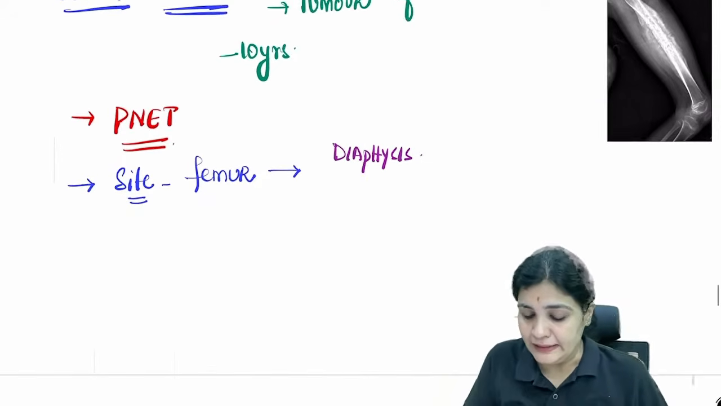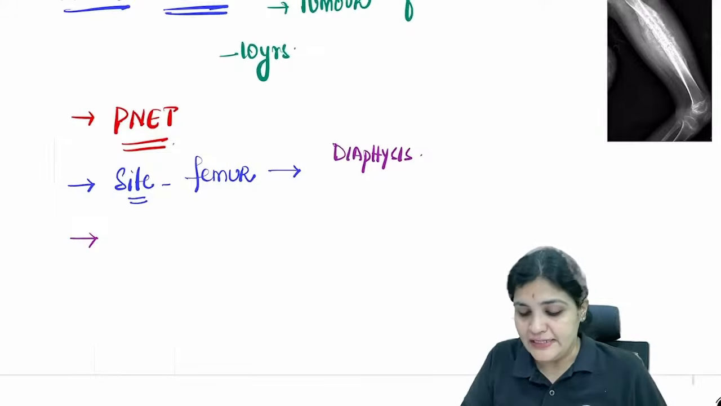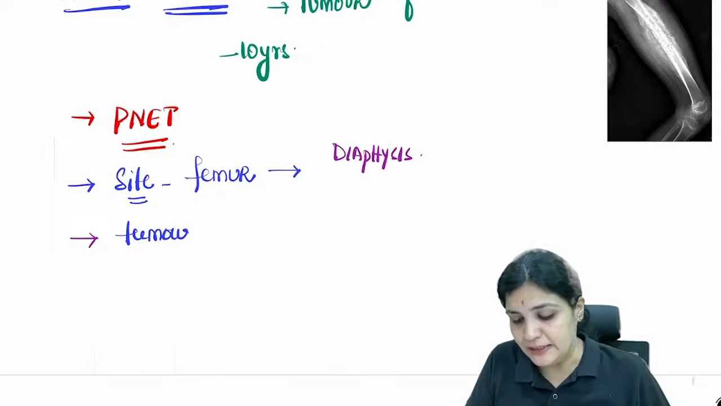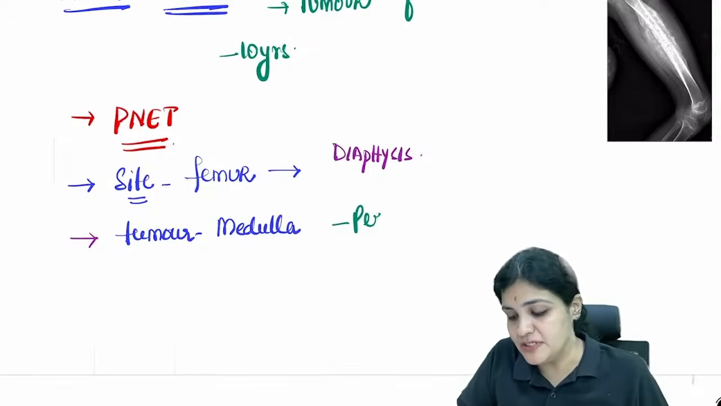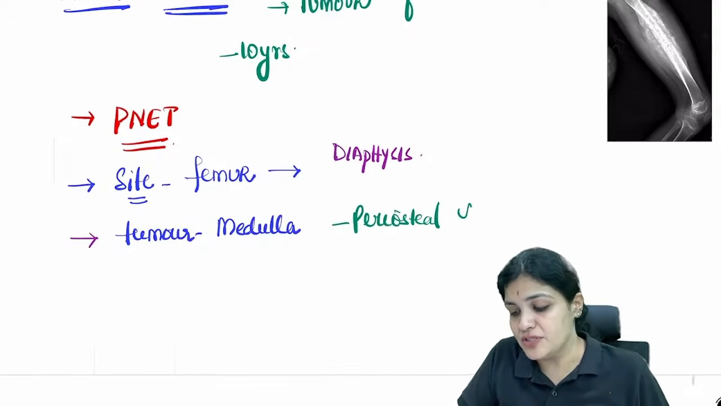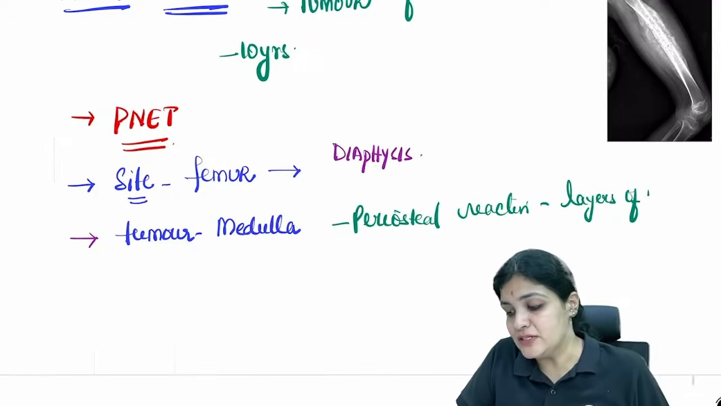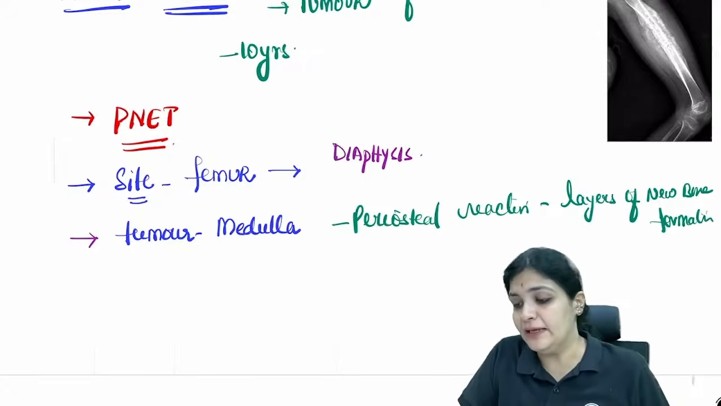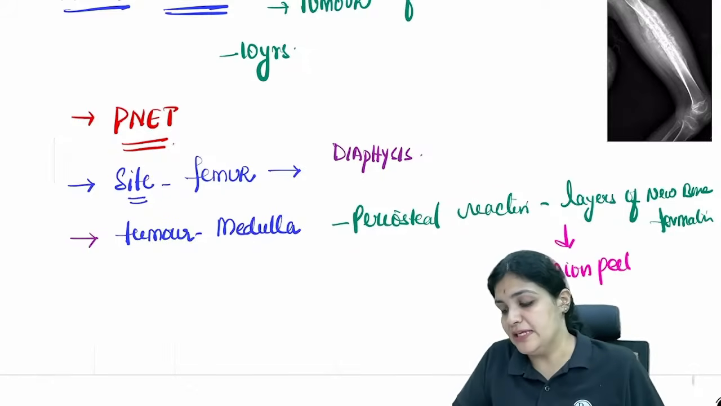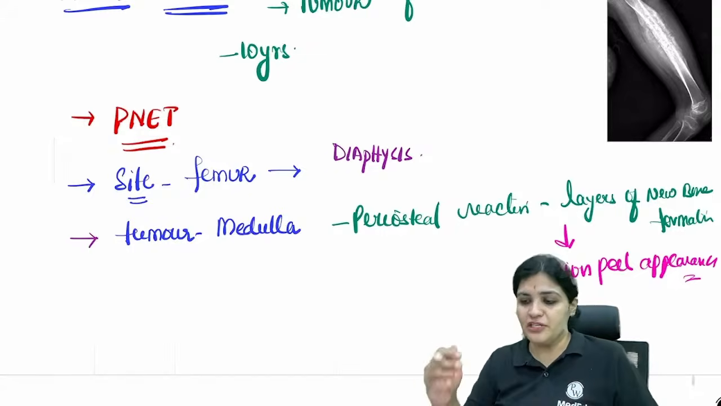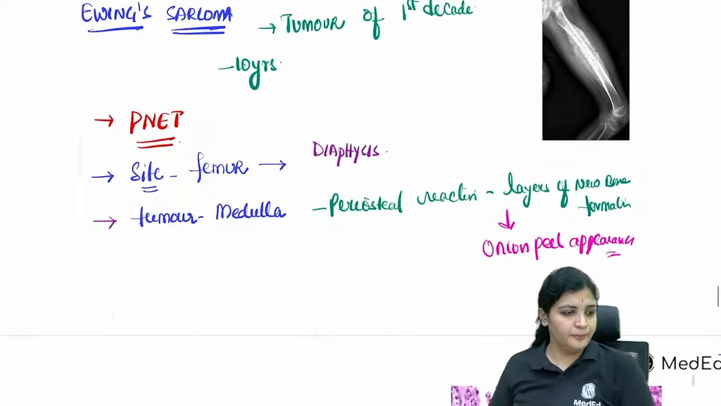And here in the Ewing sarcoma, the tumor is usually present in the medulla, and there is a typical periosteal reaction which we see in the Ewing sarcoma. This periosteal reaction is in layers of new bone formation. What is this called? This is called the onion peel appearance. So you can see there is an onion peel appearance on the X-ray, right? These new layers of new bone are formed. This is called the onion peel appearance. Okay.